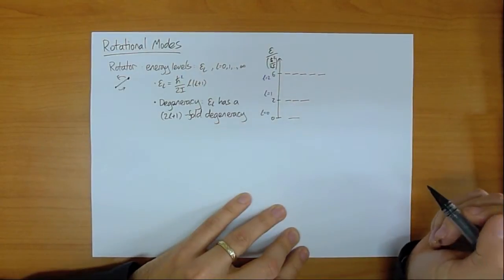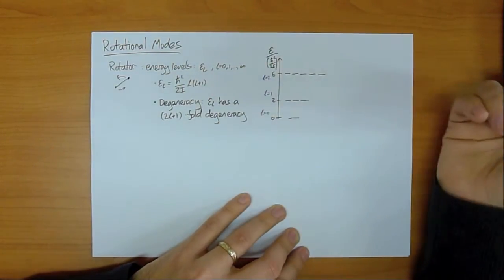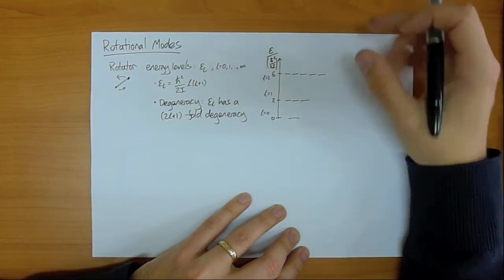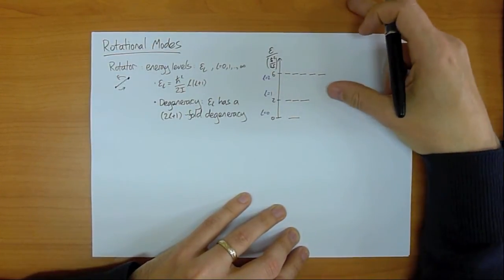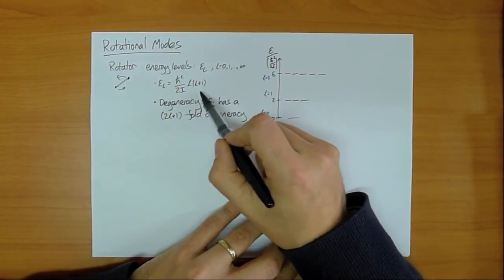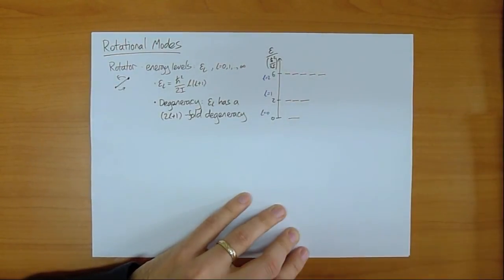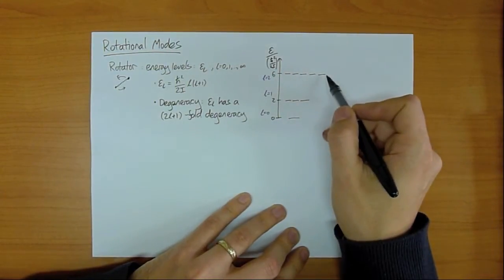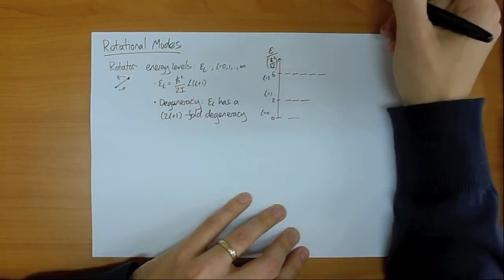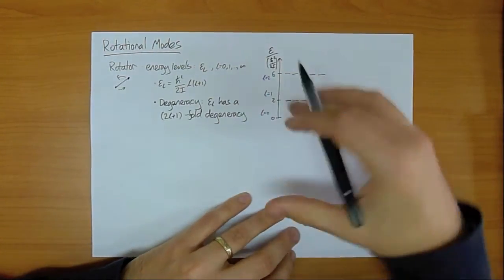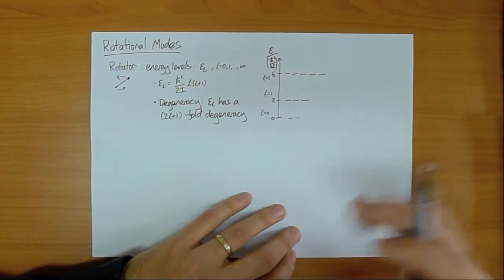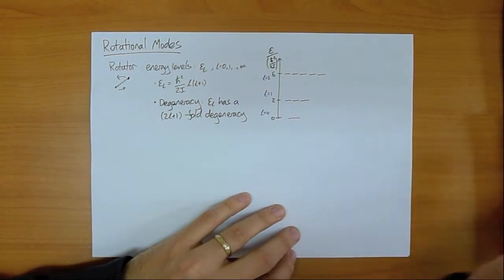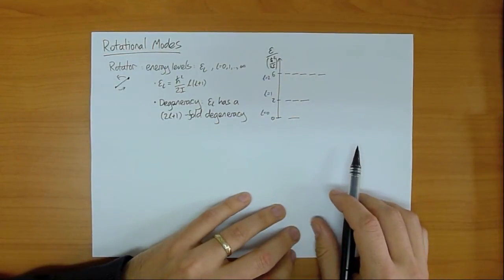Okay. So two things you can note from this picture is that as I go to higher values of L and higher values of energy, the gap between levels gets wider. Okay, because energy goes like L squared in this formula. And also the degeneracy of each value of energy increases. 1, 3, 5, 7, 9, and so on. Okay, so these two points are significant in the thermodynamic behavior of this system of rotators.